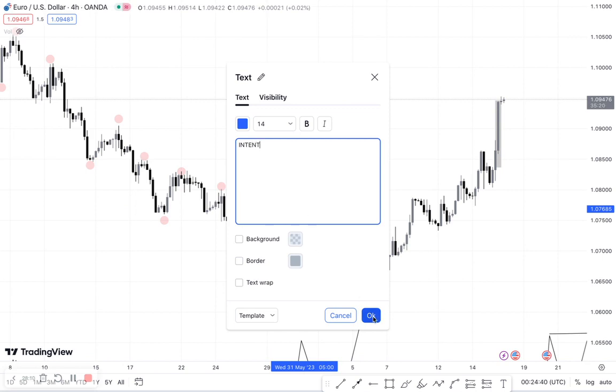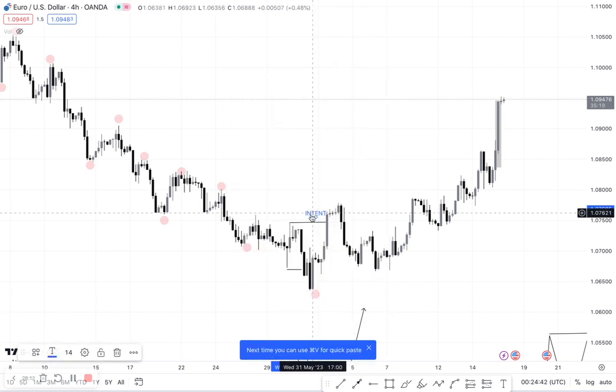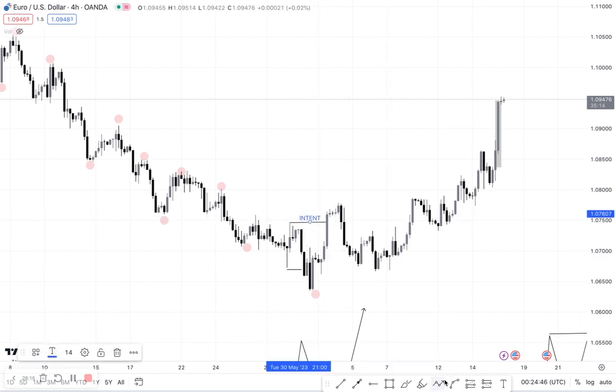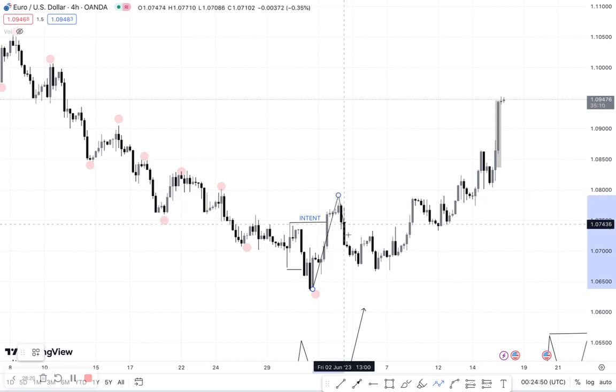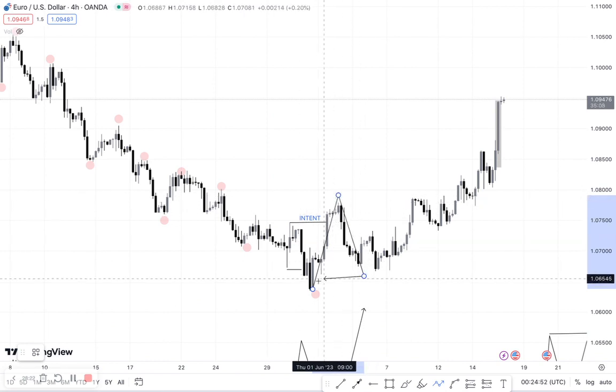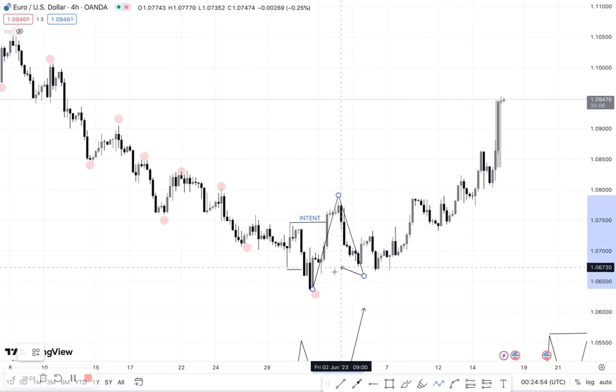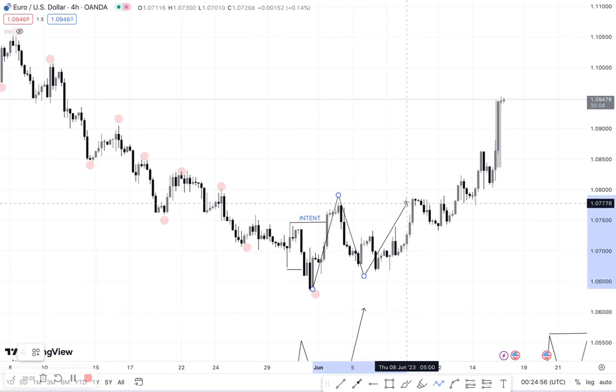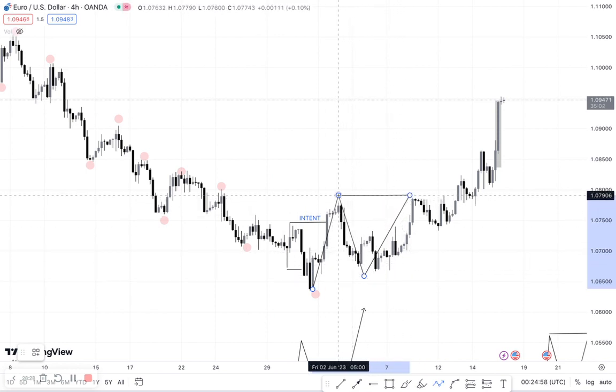So you could call it chop, change of character. So I'm just using the word intent here. All right. So now we had the first break. Immediately we had the first break, but price moved from this point above here and then pushed down, okay, to this level. And then another confirmation that we had price again moving above this point here. So our second break, which is our break of structure, our BOS.